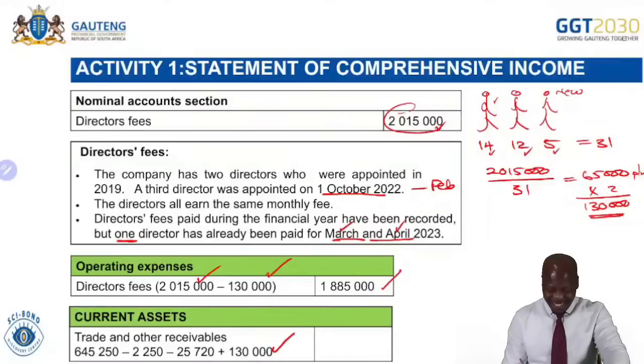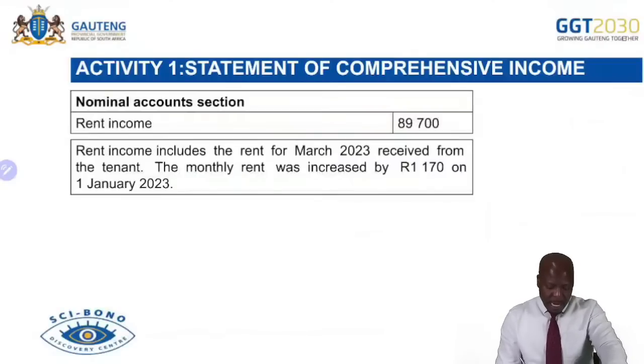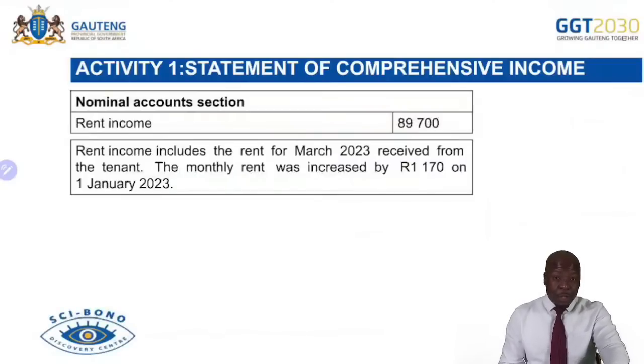Next adjustment. Thank you. It reads, rent income. Rent income includes the rent for March 2023 received from the tenant.